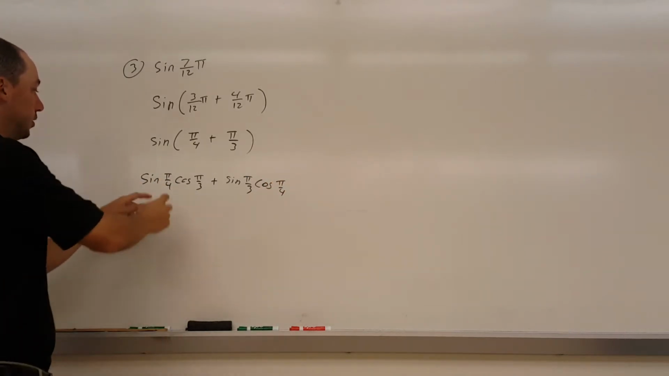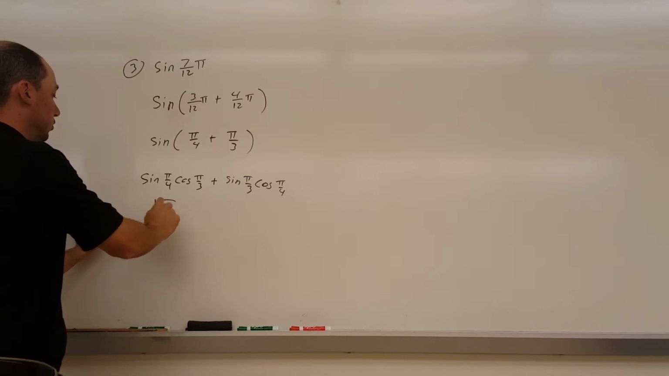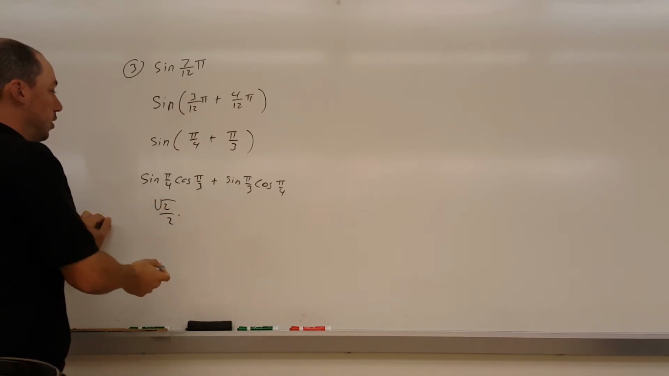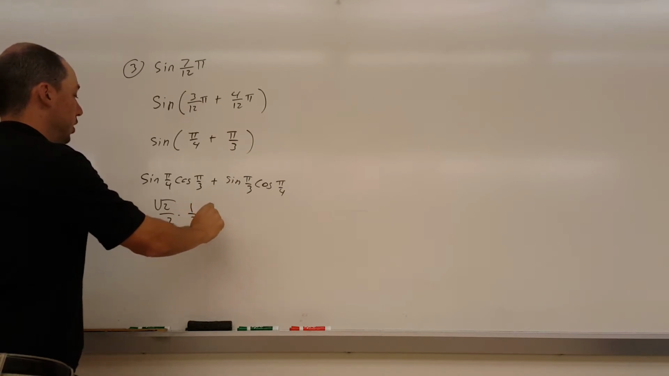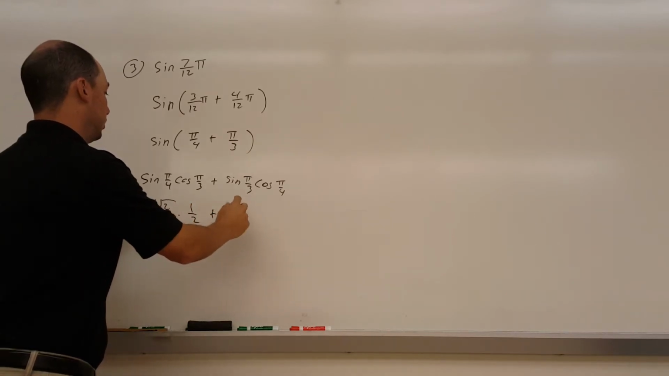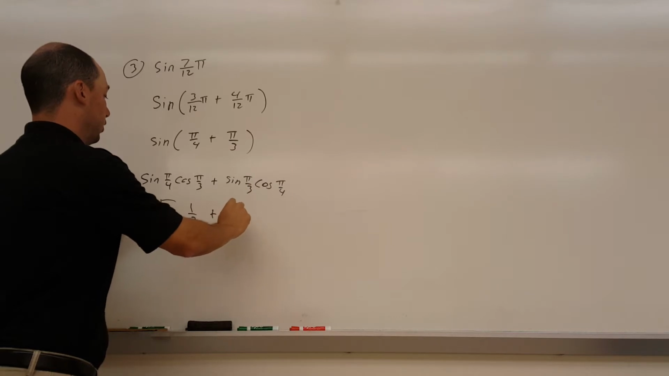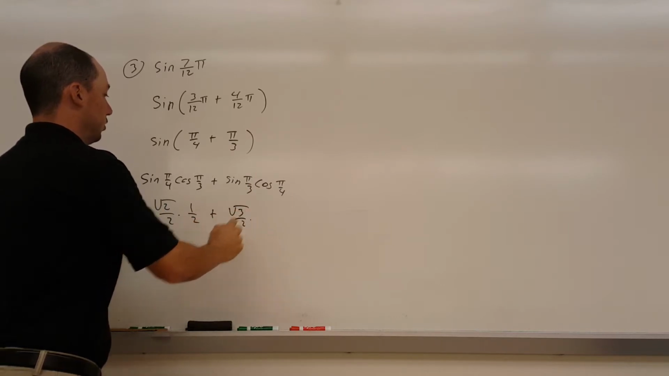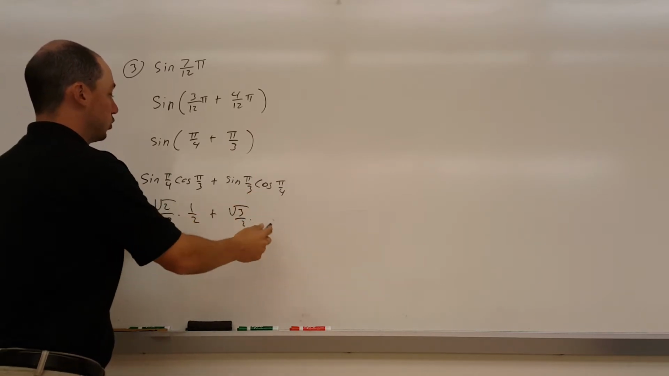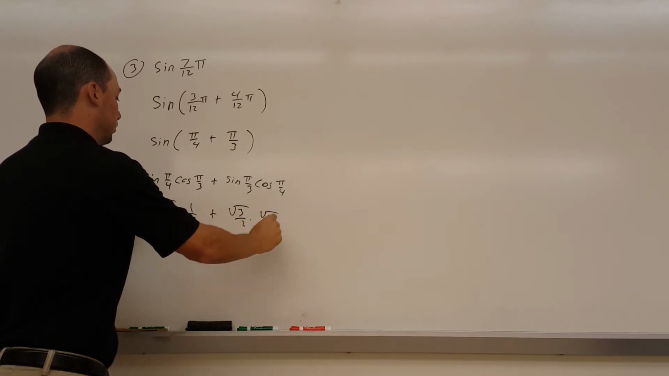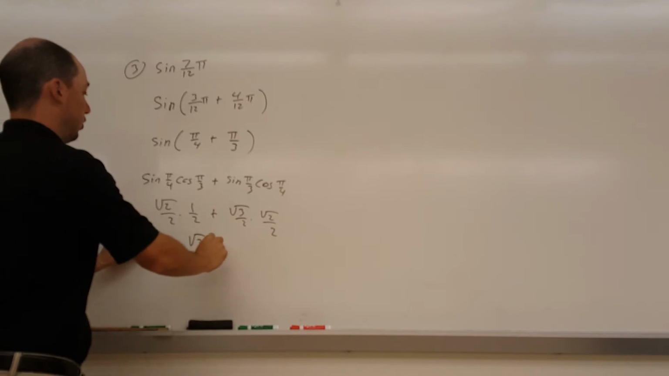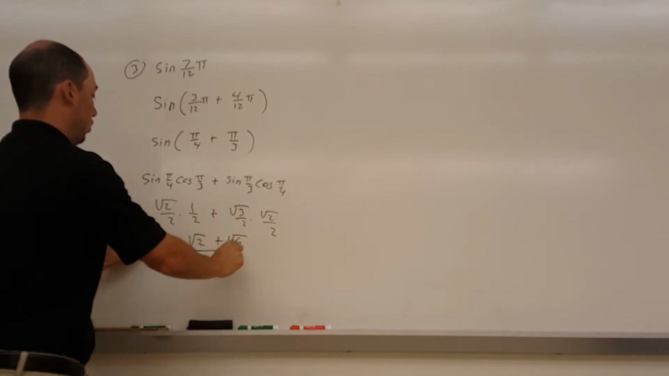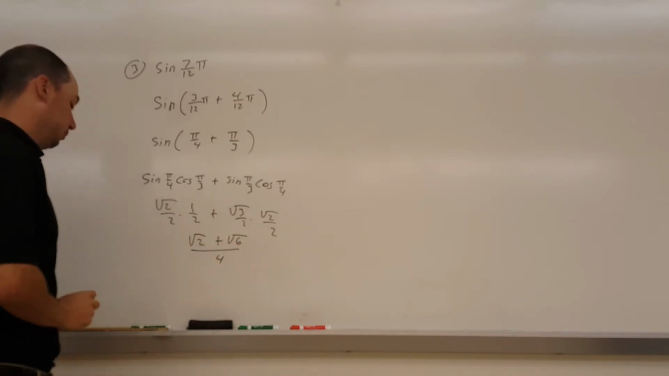From the unit circle, sine of π/4 is rad 2 over 2, times cosine of π/3, so it's like cosine of 60, 1/2, plus sine of 60 degrees, which is rad 3 over 2, times cosine of π/4, which is cosine of 45, rad 2 over 2. We get radical 2 plus radical 6 over 4.